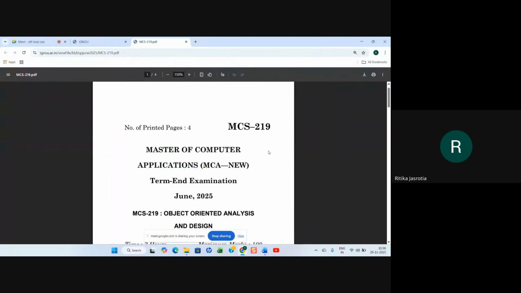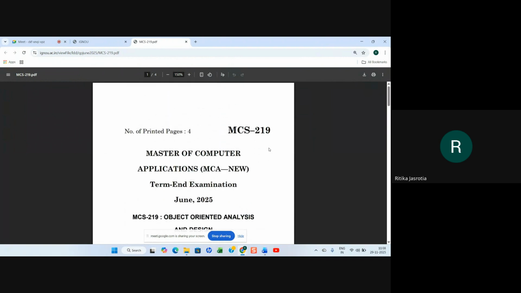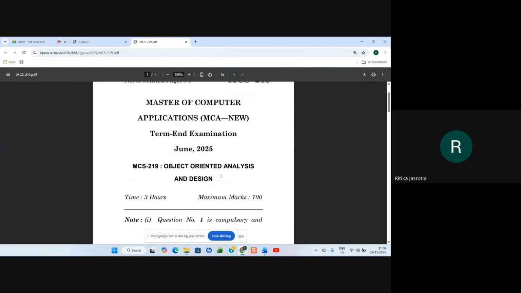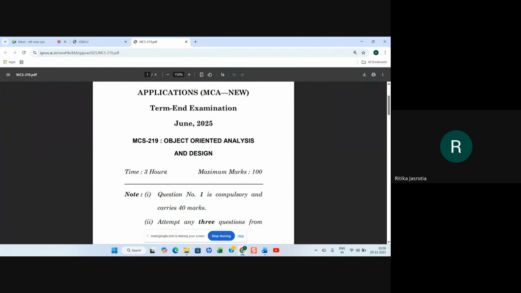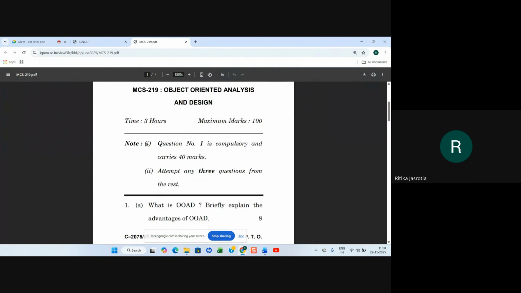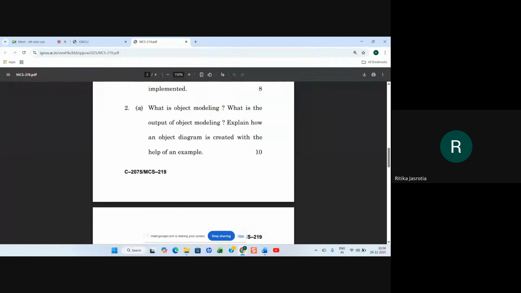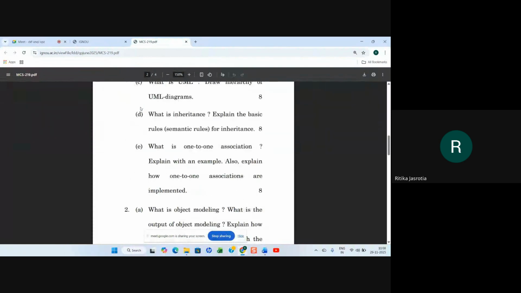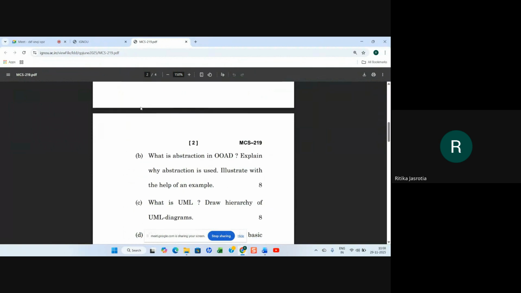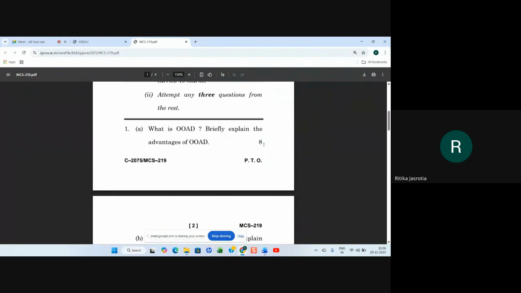This is your June 2025 paper, the latest which has been conducted, right? So here, if you see, it is a 3 hours paper. I've already told you, and the maximum marks is 100. Question one will be a compulsory question. Question number one is compulsory and carries 40 marks. So if you see, question number one has A, B, C, D, E, F questions in this section, and each of them has marks.